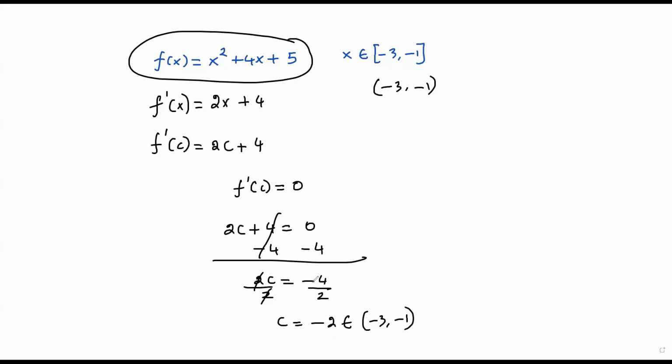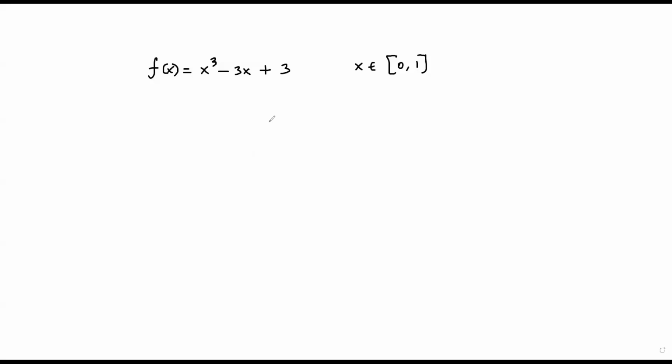Okay, let's look at another example. Consider the function f of x equals x to the third power minus 3x plus 3, on the closed interval 0, 1. Now I have to find the value of x between 0 and 1 where the tangent line to this curve will be horizontal.